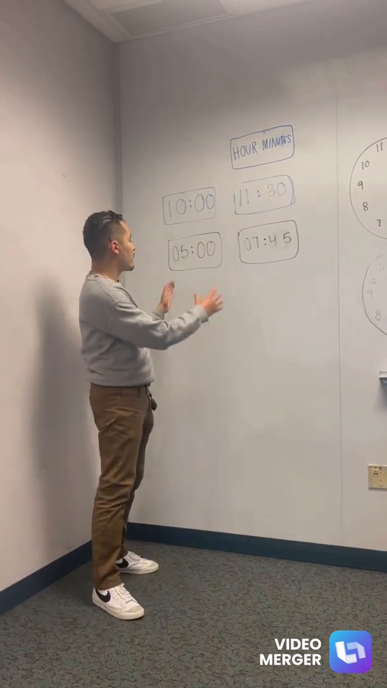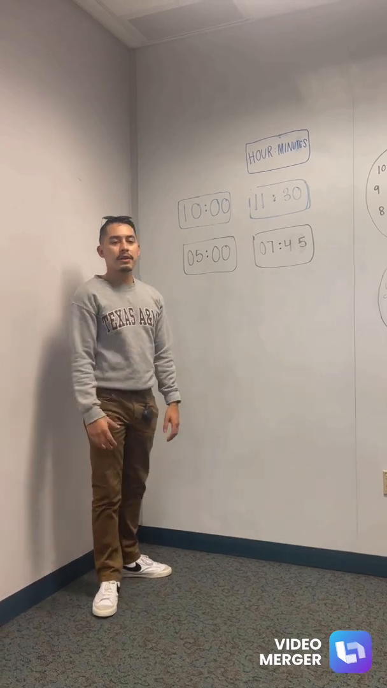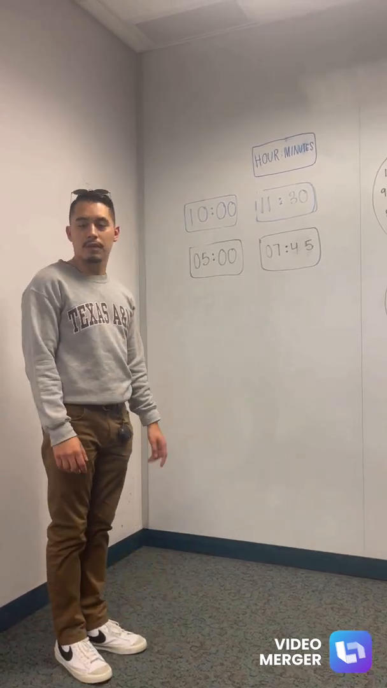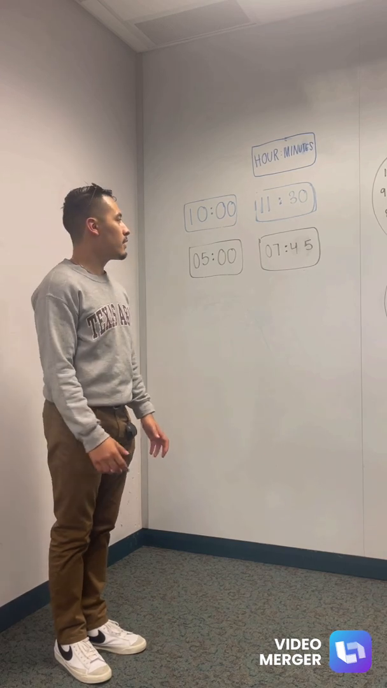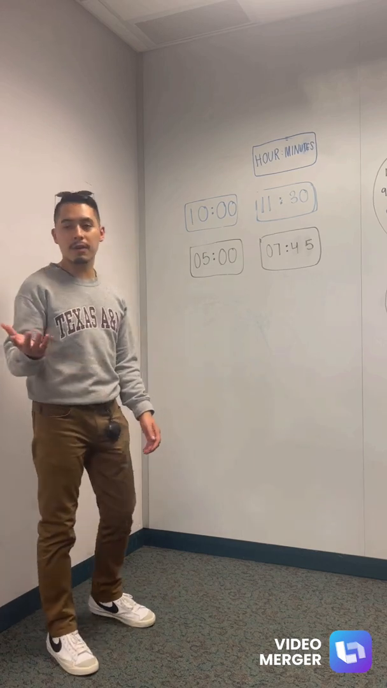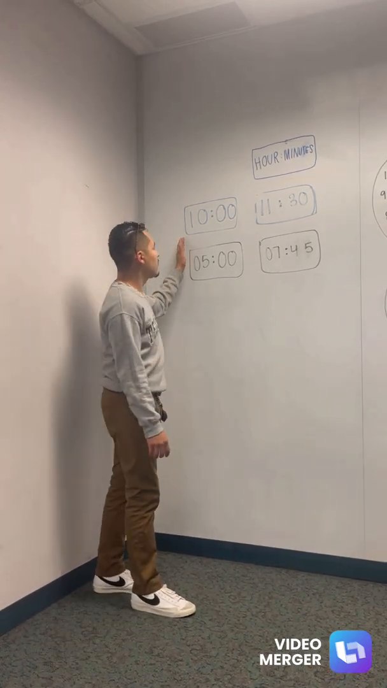If you look here, I have 4 examples of a digital time. Who can give me an example of where you've seen a digital clock before? Okay, you've seen one on your iPad, very good. Who else? Okay, you've seen one on your alarm clock, very good. So we look at this one over here.